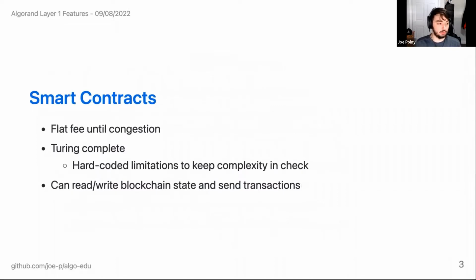So in addition to layer one tokens, Algorand standard assets, we also, of course, have smart contracts, which I'll be focusing on a bit later in the presentation. But the main thing to take away for smart contracts is that they have a flat fee. On other chains, you might see more complex smart contracts being really expensive, right? Like on ETH during the height of the bull market, it was like $50 to transact an NFT to someone else. Whereas on Algorand, it's consistently that 0.001 fee until we hit congestion.